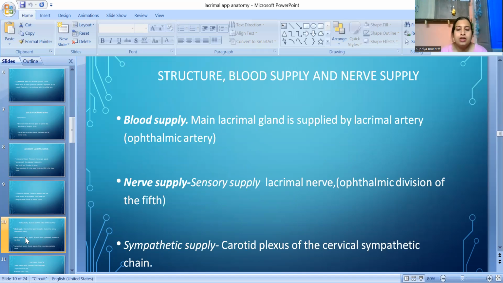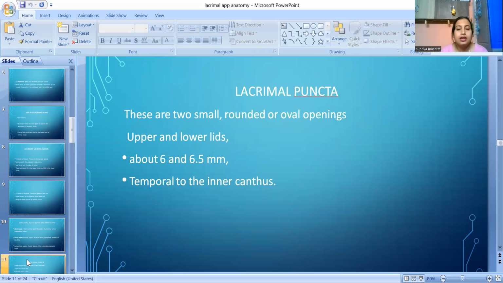Structure, blood supply and nerve supply. Blood supply of the main lacrimal gland is by the lacrimal artery, a branch of the ophthalmic artery. Nerve supply: sensory supply is by the lacrimal nerve, which is a branch of the ophthalmic division of the fifth nerve, and sympathetic supply is from the carotid plexus of the cervical sympathetic chain. Lacrimal puncta are two small rounded or oval openings, on the upper and lower lids, about 6 to 6.5 mm temporal to the inner canthus.